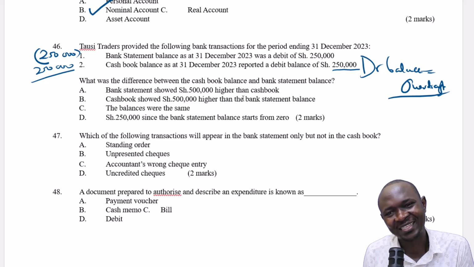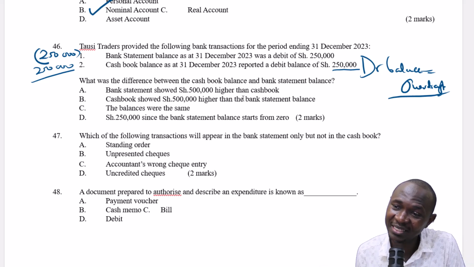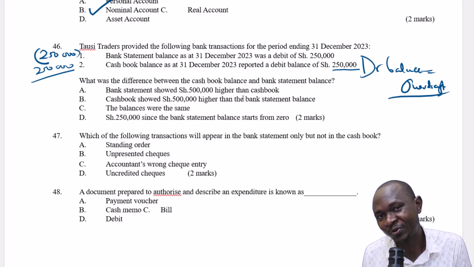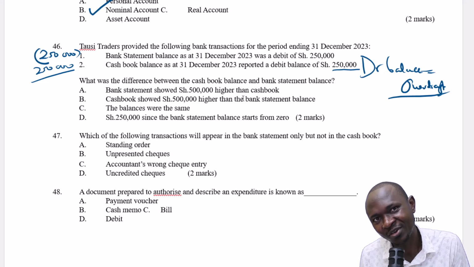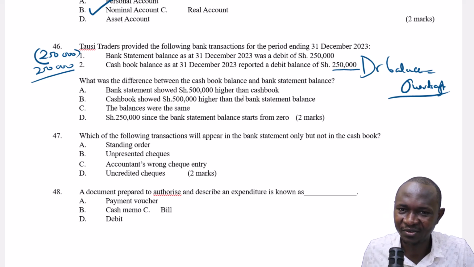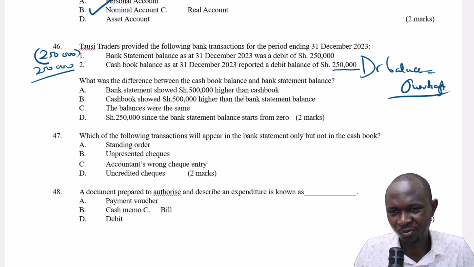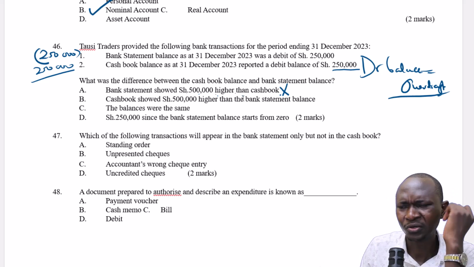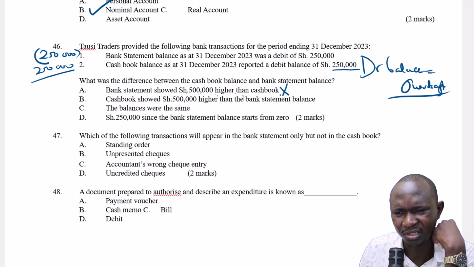So then the question asks, what is the difference between cash book balance and bank statement balance? It is 500,000. The 250,000 that you claim to be having as per your cash book, and the 250,000 that you owe the bank, that makes it 500,000. So let's see if we have that option. Bank statement showed 500,000 higher than cash book. This is not correct. That's not what I've explained.